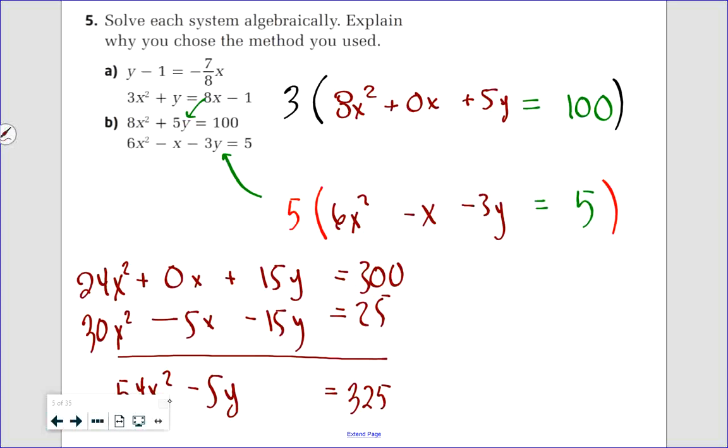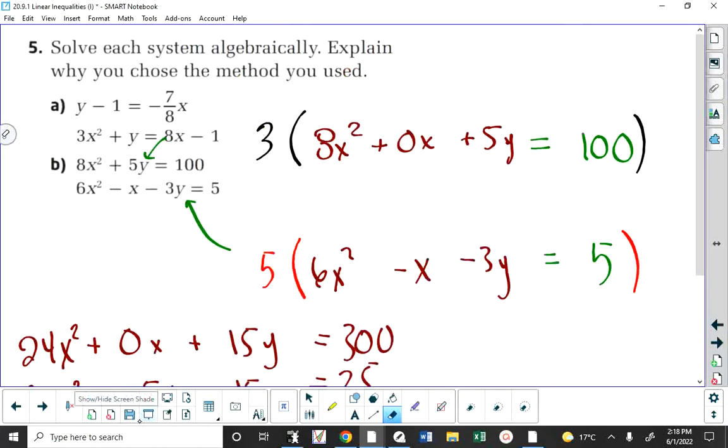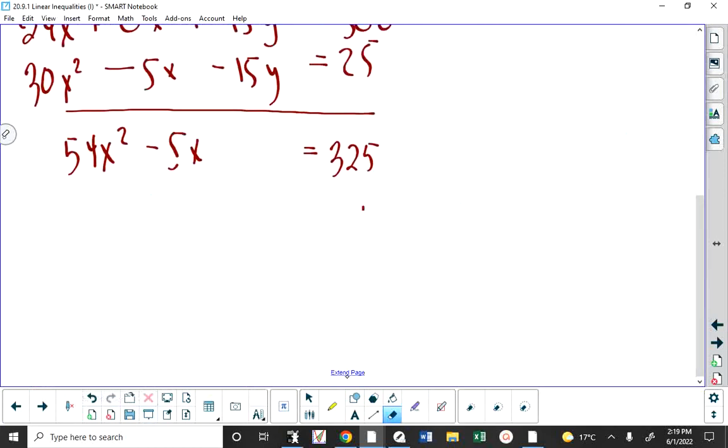Multiply by 3, I get 24x squared plus 15y. 3 times 100 is 300. I multiply by 5, I get 30x squared minus 5x minus 15y. Well, it looks okay. Except I don't know why I wrote y there. I think it's fine. I mean, I don't have to like it, but I think it's okay.